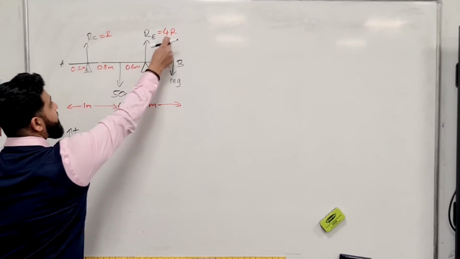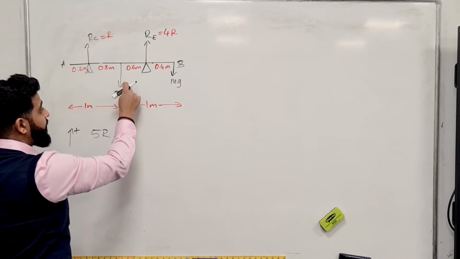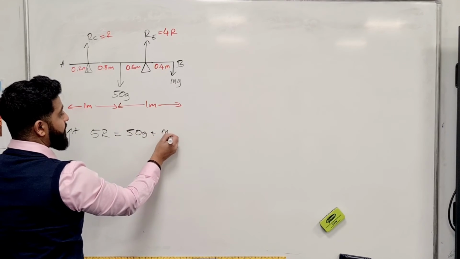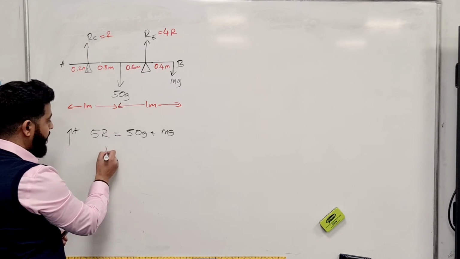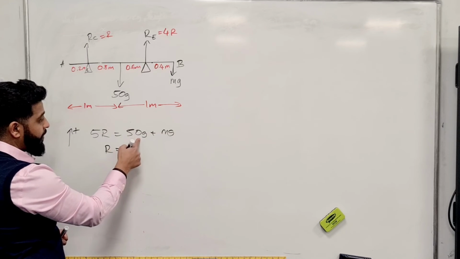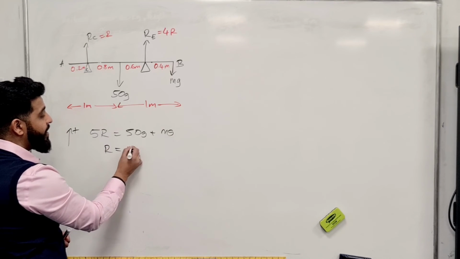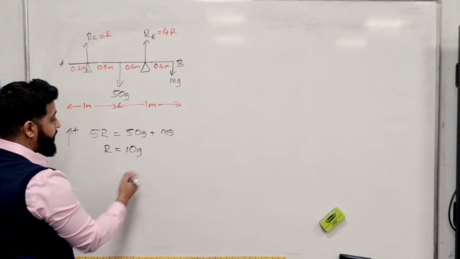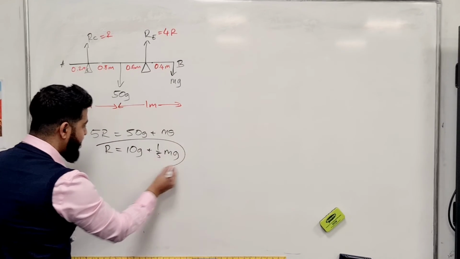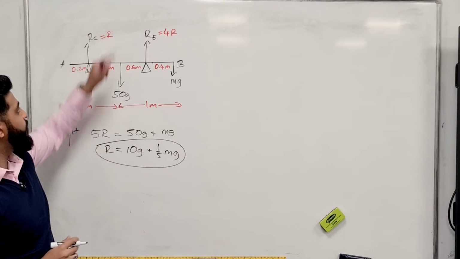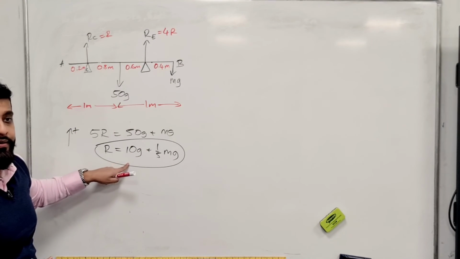Right, let's start with resolving vertically. So we've got that plus that, which is a total of 5R. This plus that is equal to 50g plus this new mass here, which is mg, or this new weight, mg. So therefore, R will be equal to 50g divided by 5 plus mg divided by 5. 50g divided by 5 we can write as 10g. And mg divided by 5, we'll just write as 1 over 5 mg. So this will now be considered our new value for R. And therefore this will be 4 times that.